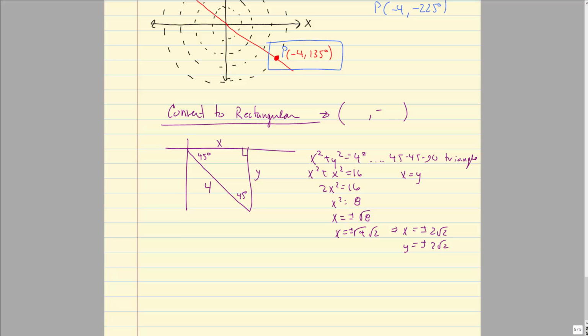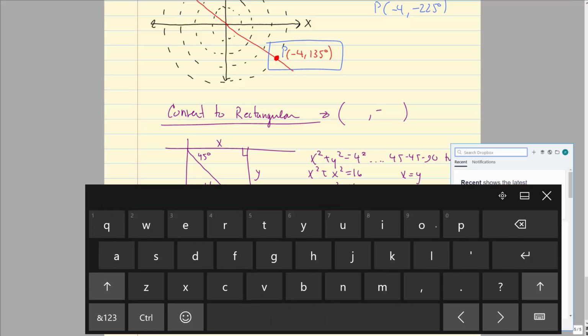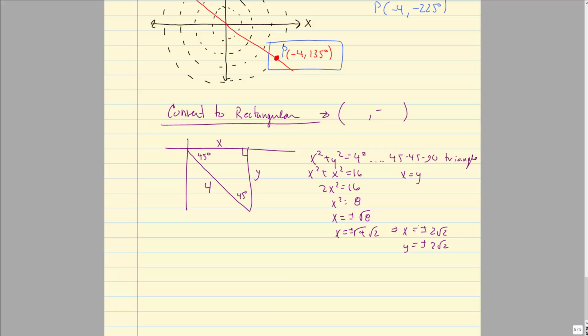Now for our situation, I know x is positive. So x is going to be positive and y is going to be negative because I'm in quadrant 4. So x is 2 root 2 and y is negative 2 root 2. And again, I'm in quadrant 4, so y is negative, x is positive.